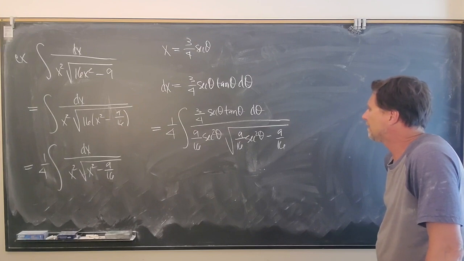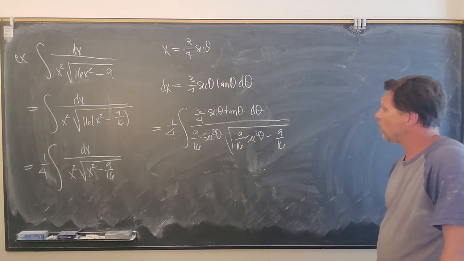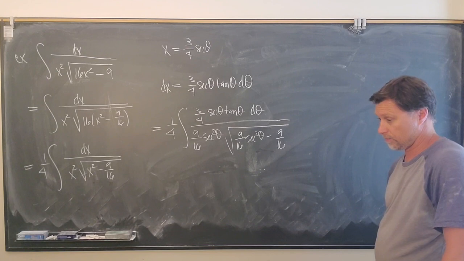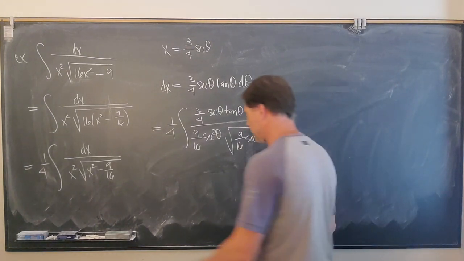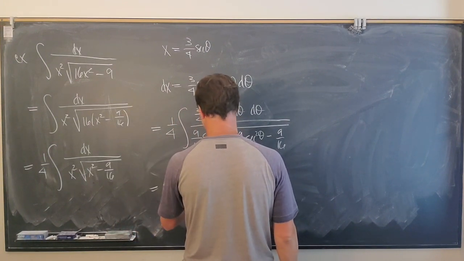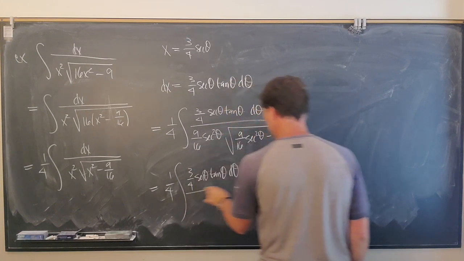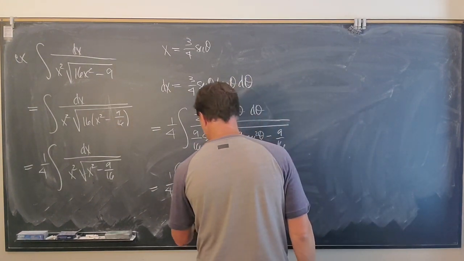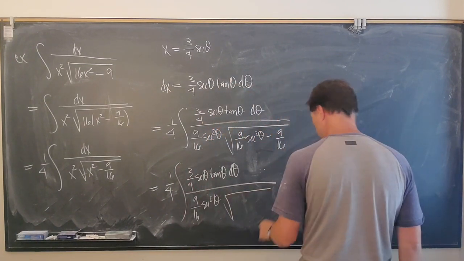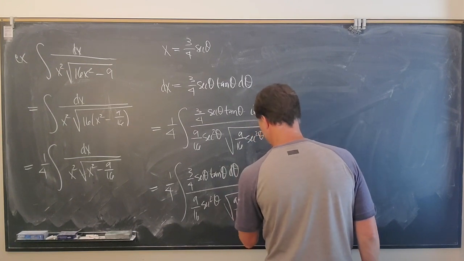Let's see. We need to handle this square root right here. And what do we know? We know that secant squared theta minus 1 is equal to tangent squared theta. So right here under the square root, I'll do this in steps. So this is a 1/4, 3/4 secant theta tangent theta d theta over 9/16 secant squared theta. And then right here, this is going to be a 9/16 tangent squared theta.